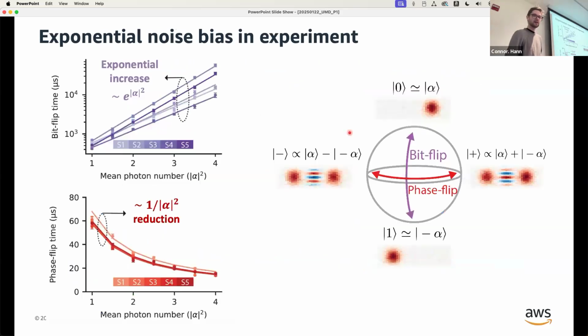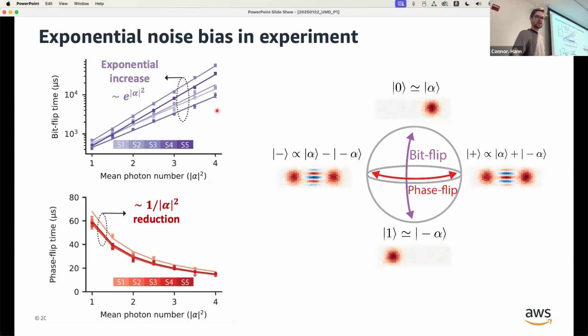And indeed, when we look at the behavior of our cat qubits in experiment, we do see this exponential suppression when we turn on the stabilization. What I'm showing in these plots are the bit flip and phase flip times of our cat qubits as a function of the cat photon number. The 5 different lines in each plot correspond to the 5 different cats that we have in our full experimental device.